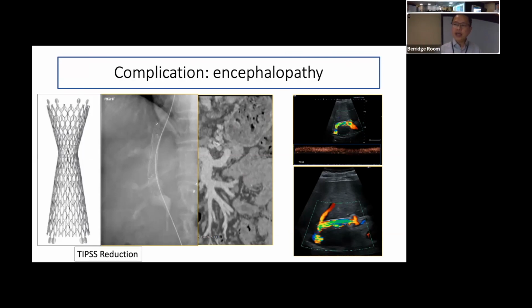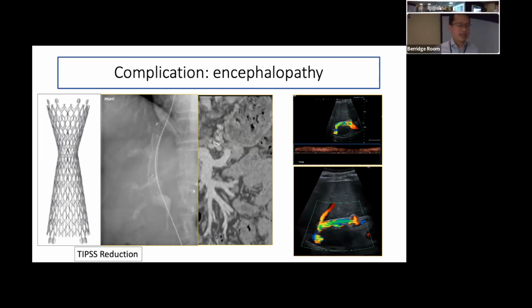The reason behind that is because encephalopathy is multifactorial, and one cause is the endotoxin from the bowel that does not pass through the liver for filtration, and it goes straight to the systemic circulation into the brain, and therefore causes confusion and so forth. So that is the reason why we reduce the flow.